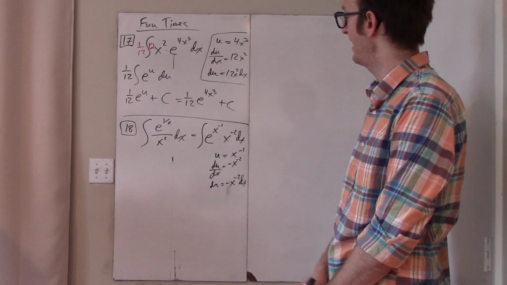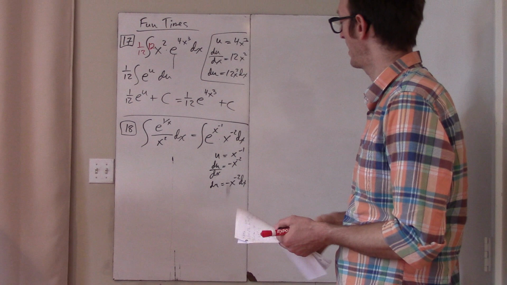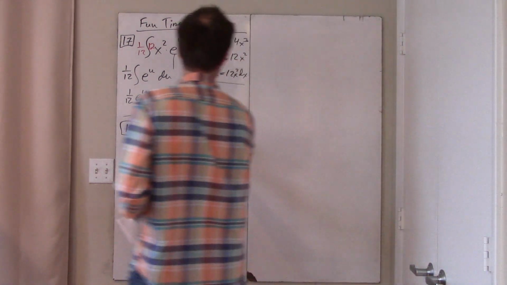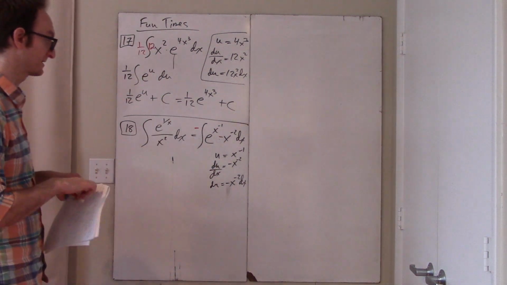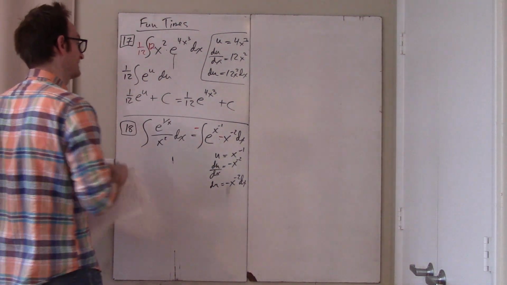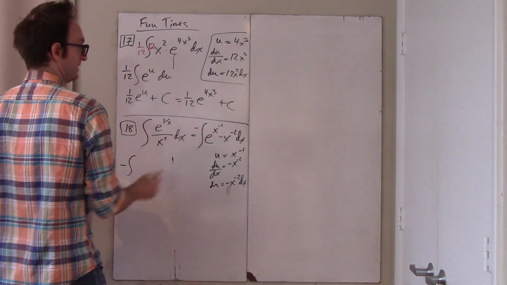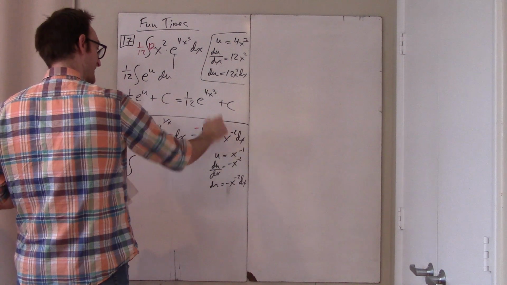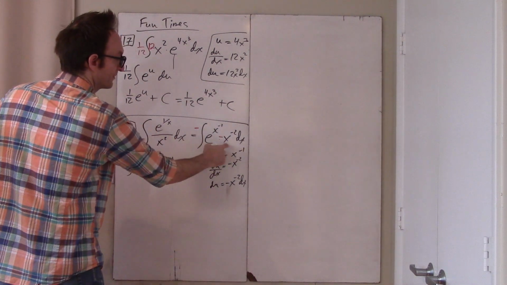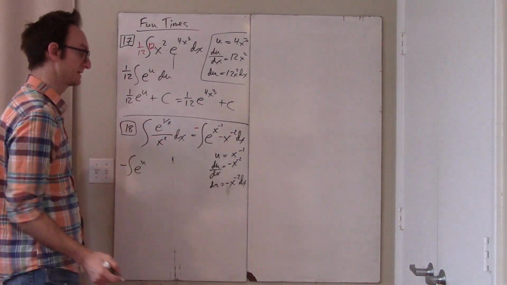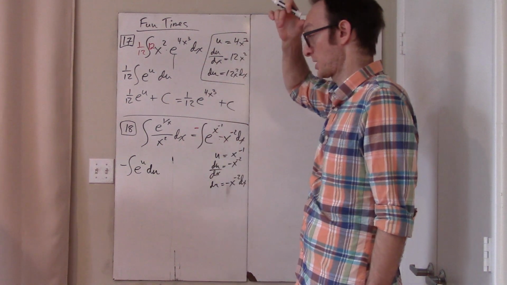Okay, and that's basically what I have there, except I'm missing just a negative. So I put in a negative on the outside and a negative on the inside to cancel it out, and that leaves me with, by just a direct variable substitution, negative. Instead of e to the x to the negative 1, I write e to the u, and instead of negative x to the negative 2 dx, I write du. And so, once again, it's pretty straightforward.